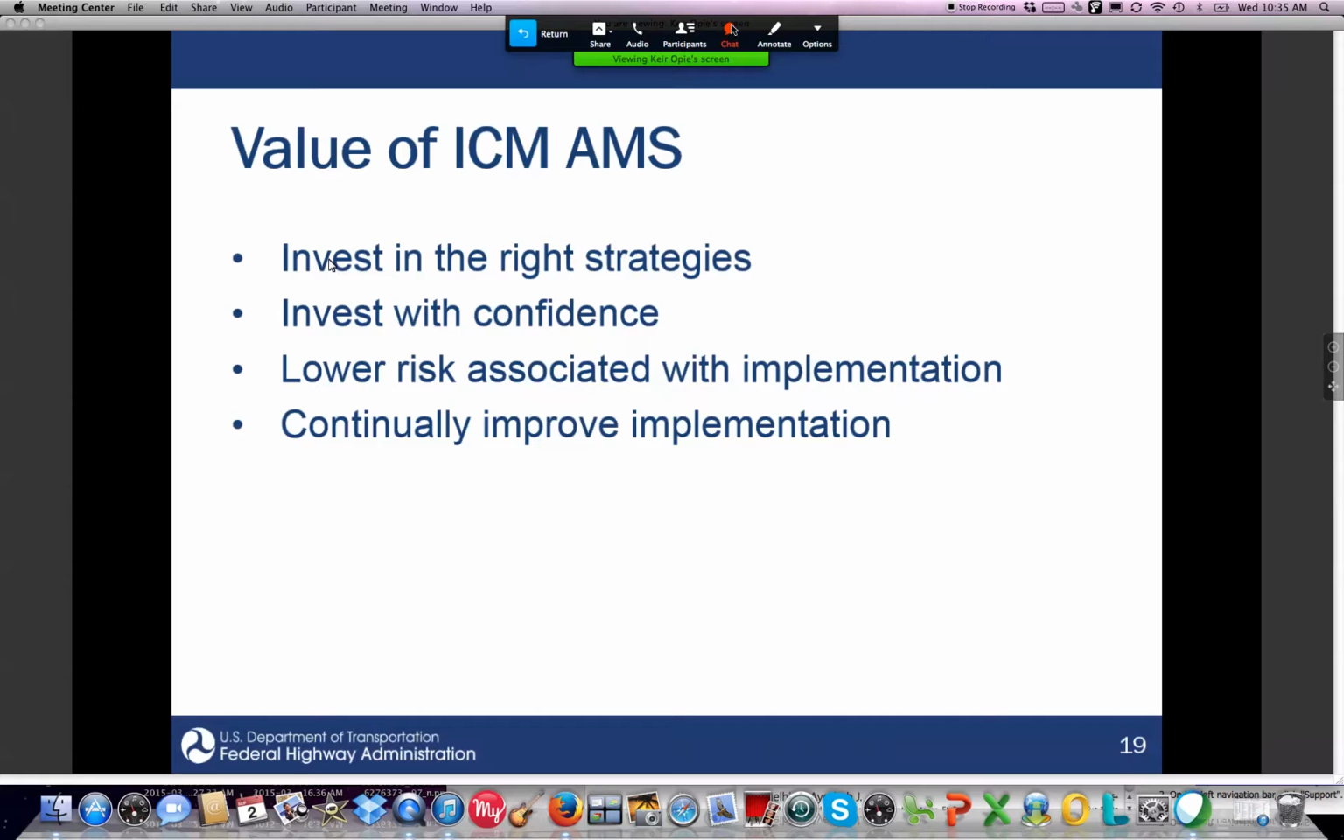So to drive home, again, just some of the value of an AMS system. It really helps you invest in the right strategies. It really is a predictive forecasting tool that you can do what-if scenarios on. You can deploy a single scenario, multiple scenarios. You can try to figure out what combination of scenarios is going to get you the best return on your investment and the best improvement to the operations of the system.